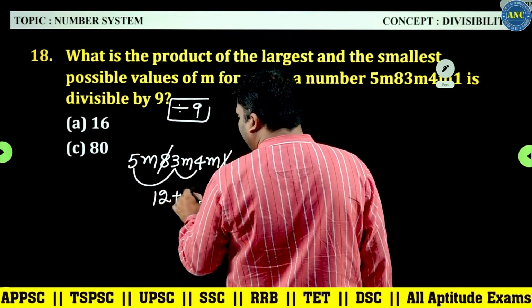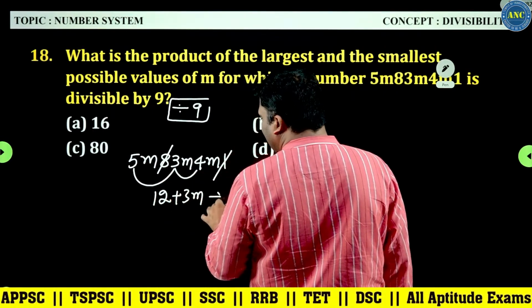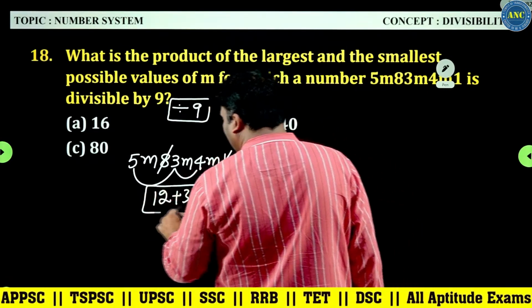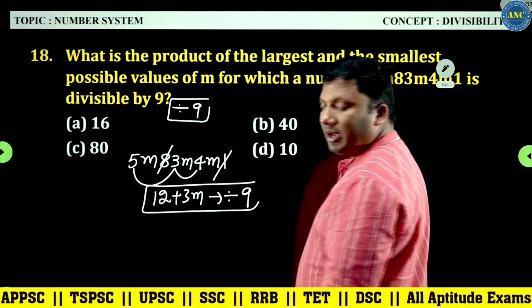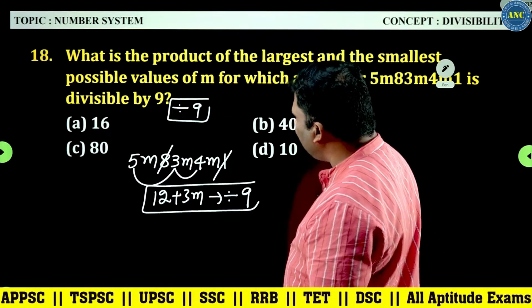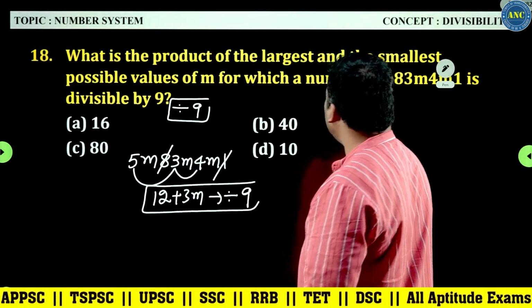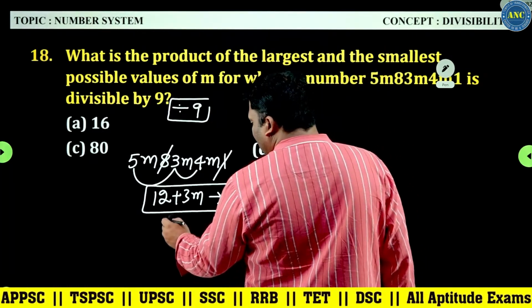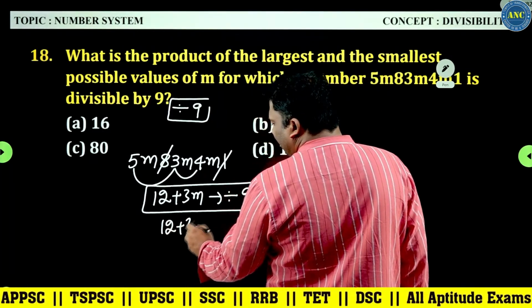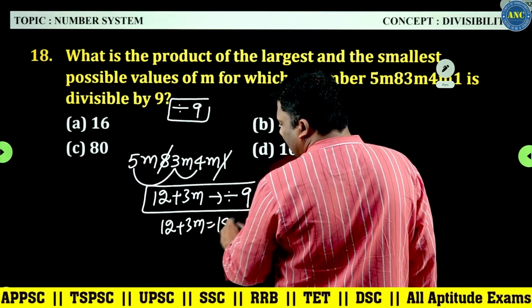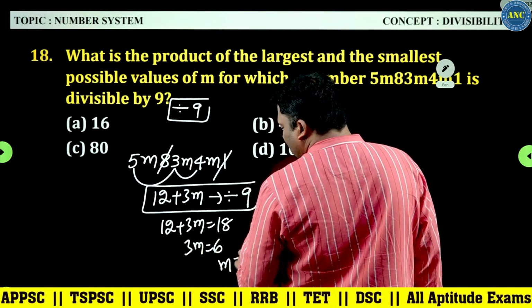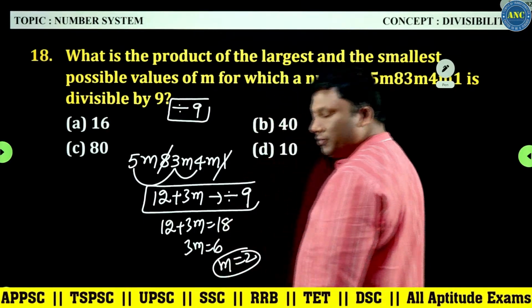12 plus 3m should be divisible by 9. What will be the m value? What is the product of the smallest and largest? So, 12 plus 3m. If it is 9, we cannot take; take 18. 3m will be 6. M value is 2. Smallest value of m is 2.